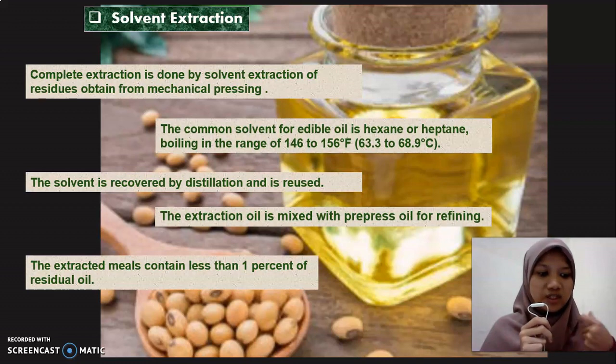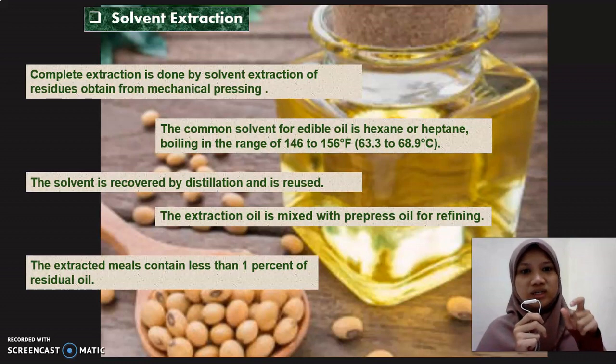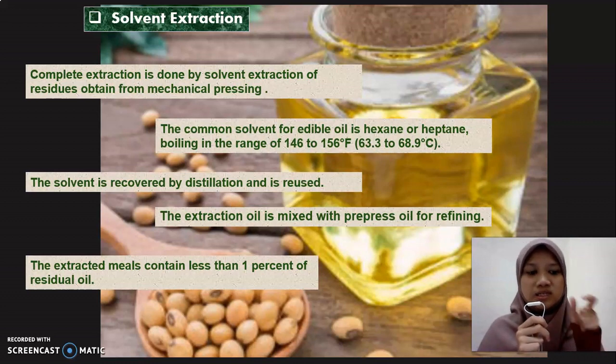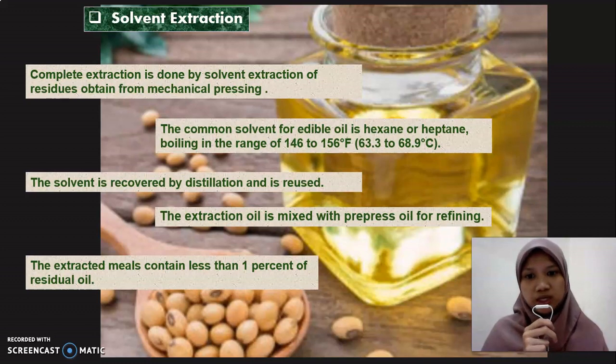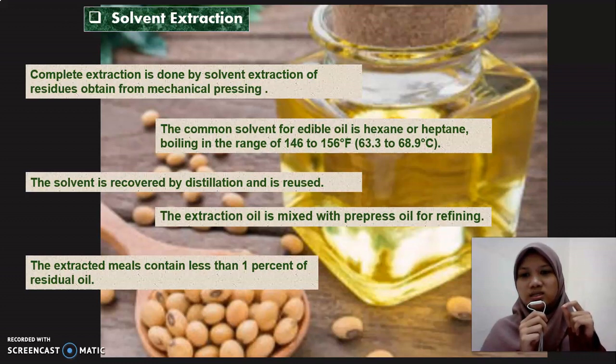So after the extraction, the maximum solvent recovery is necessary for economical operation. So the solvent is recovered by distillation and is reused again. And then the extracted meal contains less than 1% of residue. So after we complete the solvent extraction, the extracted meal will contain less than 1%.